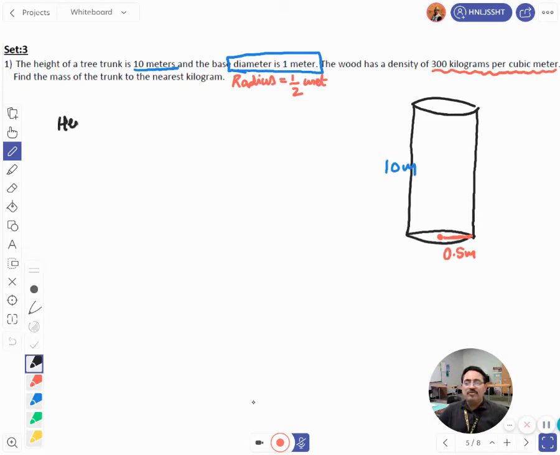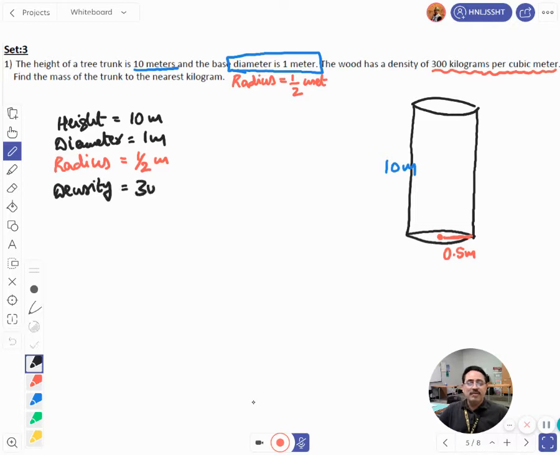So height of the tree trunk is 10 meters. Diameter is given as 1 meter. Therefore, as I mentioned before, immediately you compute the radius, which is half meter or 0.5. It's one and the same. Next, density is given as 300 kilograms per cubic meter. Find the mass. So the question is, find the mass.